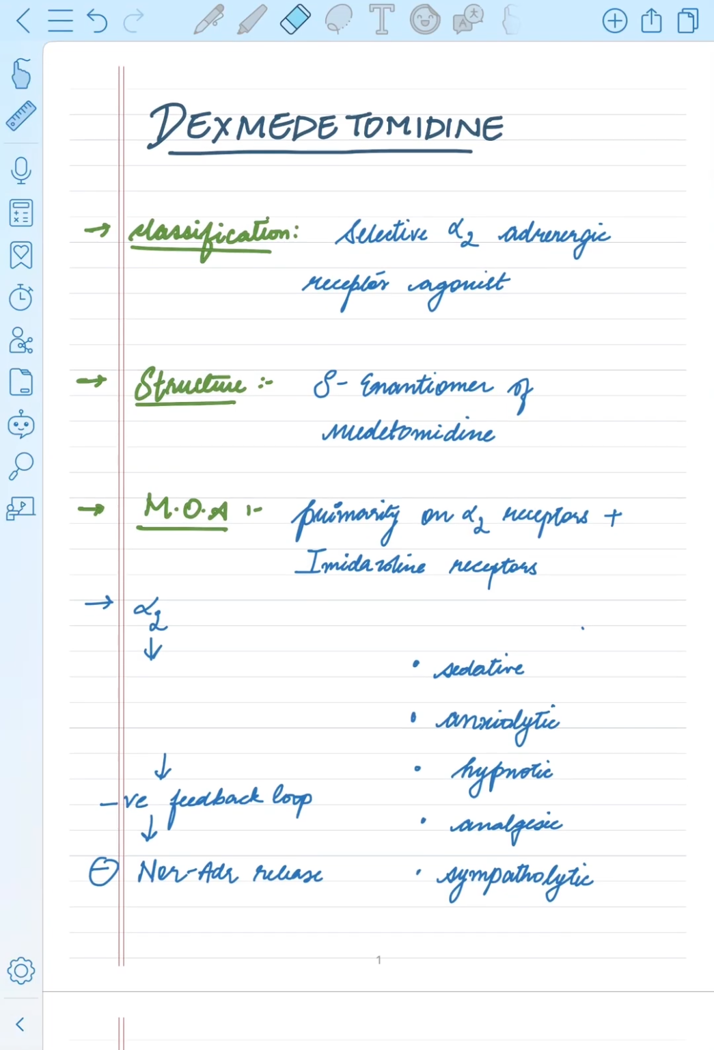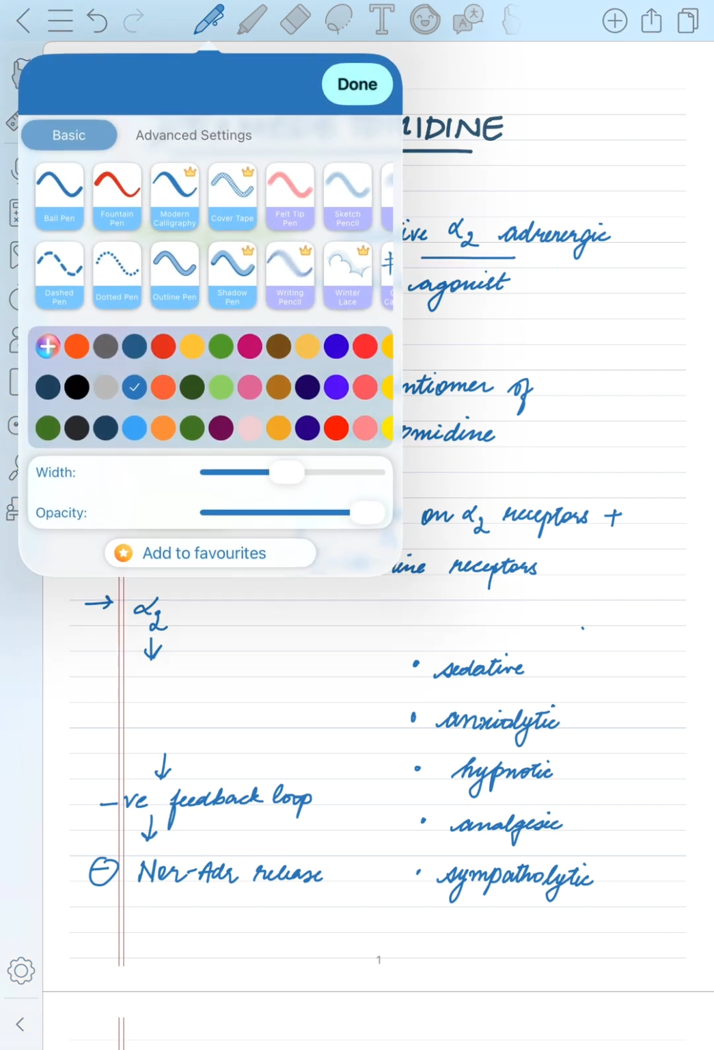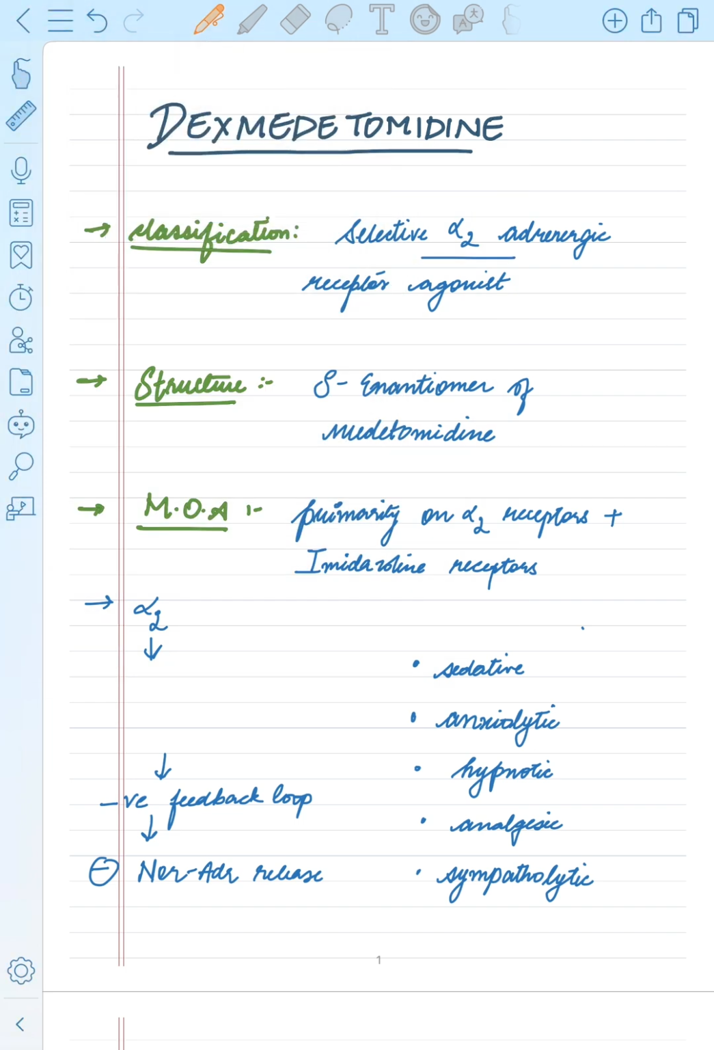Today we'll be discussing the drug dexmedetomidine. By classification, it is a selective alpha-2 agonist. It is a highly selective drug. It is almost 1600 to 1 times more selective for alpha-2 as compared to alpha-1. It is the S enantiomer of medetomidine.